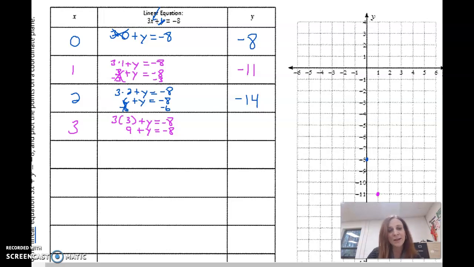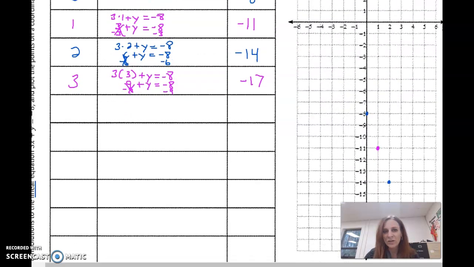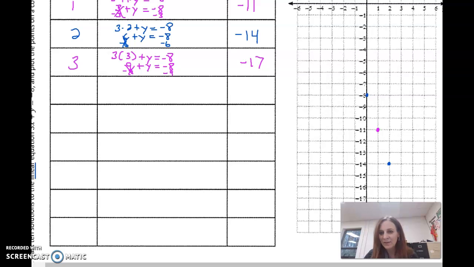Hopefully there's only one mistake today. How about 3 times 3? That's 9. And then I'm going to subtract 9 from each side. And I get y equals -8 plus -9, which is -17. That makes a little more sense. Does that fit on the line here? Sure. 3, -17. Okay, again, we're starting to see that shape.